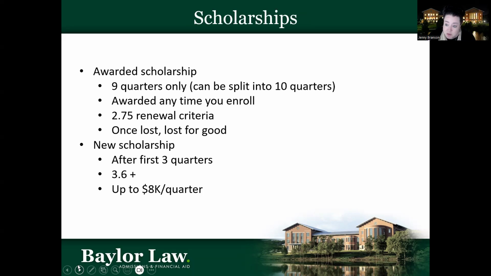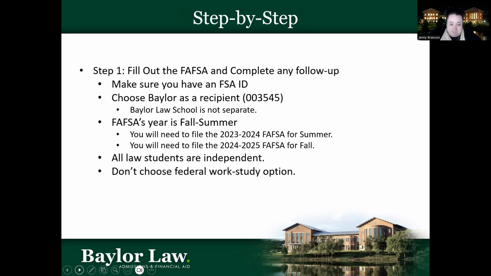If after your first 3 quarters you have a cumulative 3.6 or higher, and you came in with $24,000 or less per year, we will automatically bump you up to $8,000 a quarter, which is $24,000 a year. Nothing you need to do, just any quarter after those first 3 where you have a cumulative 3.6 or higher, we will bump you up to $8,000 a quarter. Once again, if you have questions about that, please let me know.